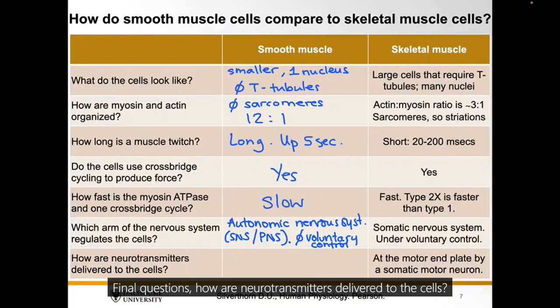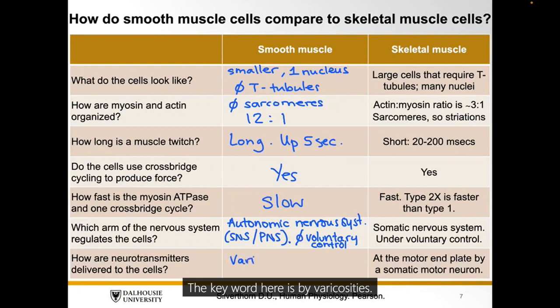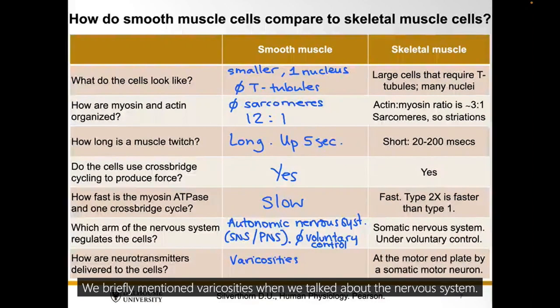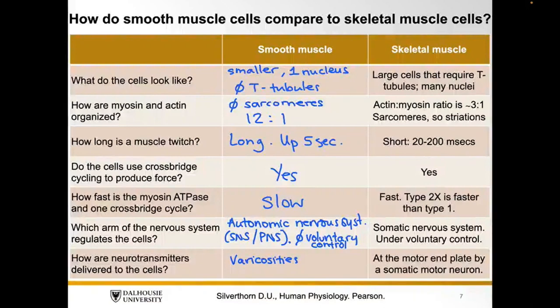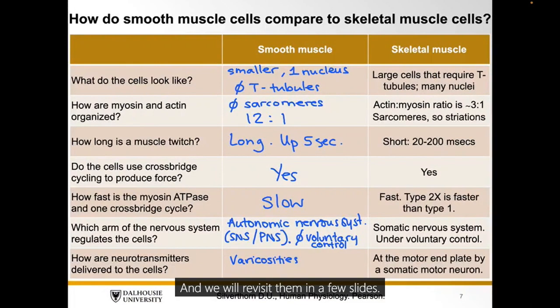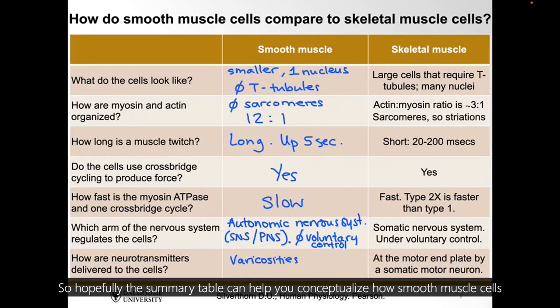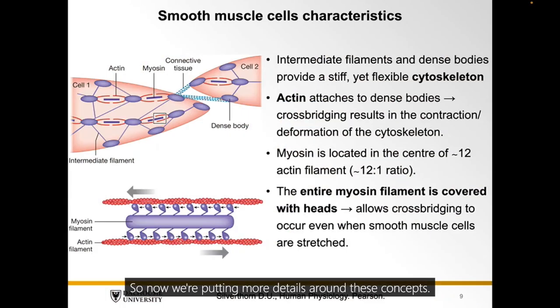Final question. How are neurotransmitters delivered to the cells? The key word here is varicosities. We briefly mentioned varicosities when we talked about the nervous system, and we will revisit them in a few slides. So hopefully this summary table can help you conceptualize how smooth muscle cells are similar in some ways and different in many other ways to skeletal muscle cells. So now we're putting more details around these concepts. So let's look at the anatomy of a smooth muscle.